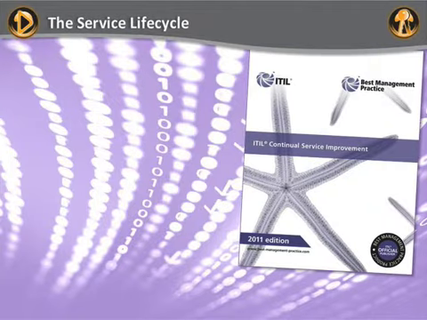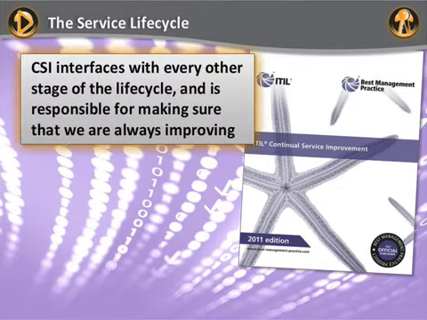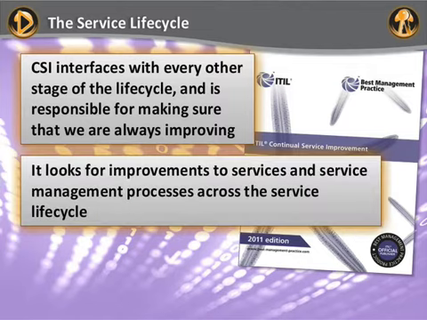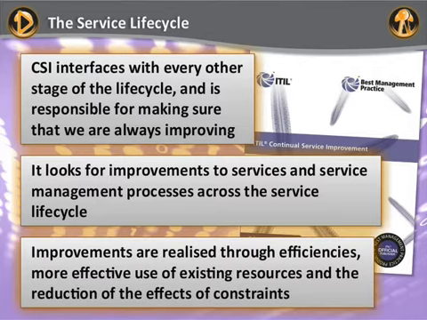Wrapped around the edge of the diagram is continual service improvement. Continual service improvement interfaces with every other stage of the life cycle and is responsible for making sure that we are always improving. Continual service improvement looks for improvements to services and service management processes across the service lifecycle. They will work to understand where quality improvements can be made through efficiencies, more effective use of existing resources, and the reduction of the effects of constraints.